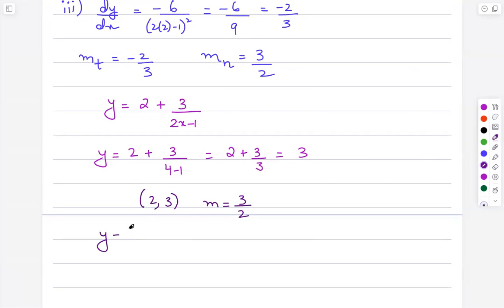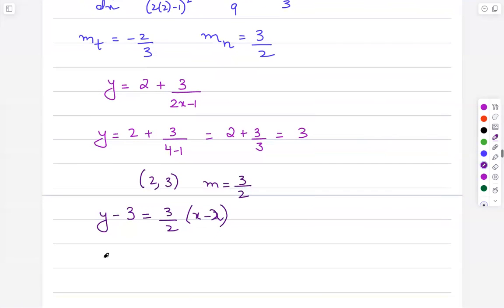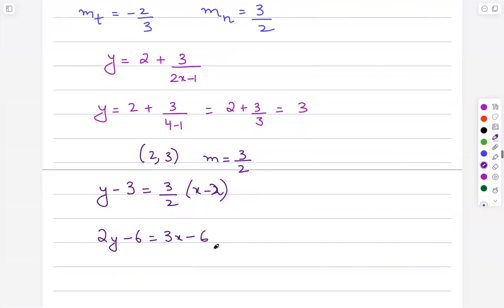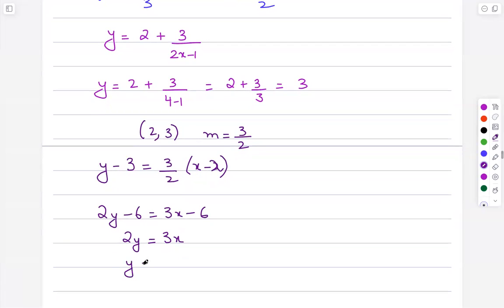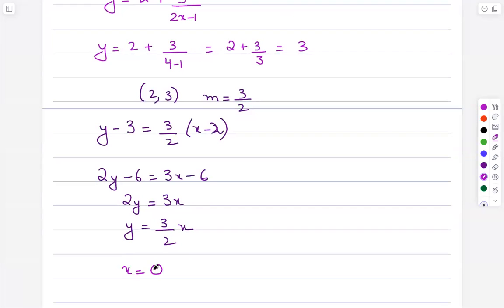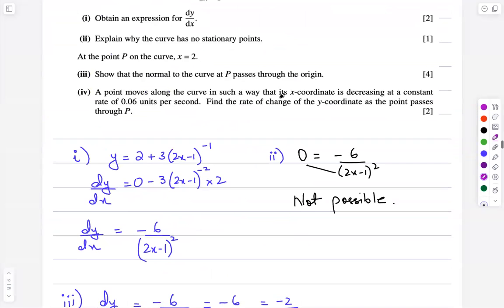So the equation will be y minus y1 equals m into (x minus x1). So y minus 3 equals 3/2 into (x minus 2), where x1 is 2. Cross multiplying, we'll get 2y minus 6 equals 3x minus 6. Taking minus 6 to the other side, the equation will be 2y equals 3x, as minus 6 plus 6 will be 0. So y equals 3 upon 2 x. Now substituting, when the value of x is 0, the value of y will also be 0. So it shows that the normal to the curve passes through the origin.